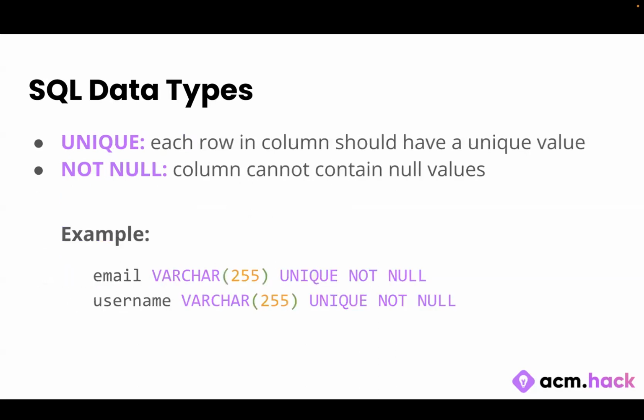Okay, and some more keywords. There is unique. Unique basically specifies that each row in a column should have unique values, and not null, which means that a column cannot contain null values. So in this case, if we're specifying that we want our column containing emails to have the data type of character, then unique basically means that each row in the email column should have a unique email address, and it should not be empty, should not be null. And the same for username.